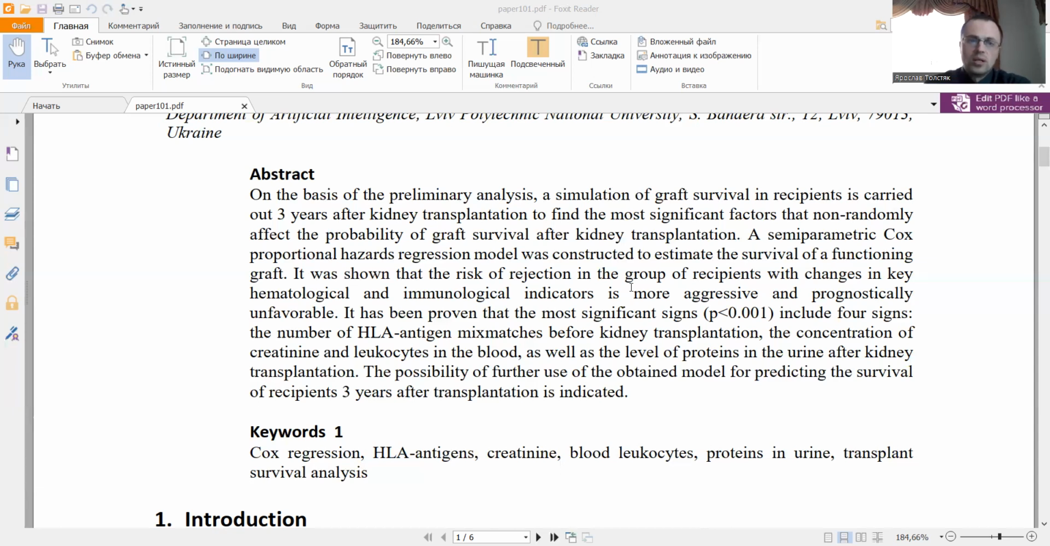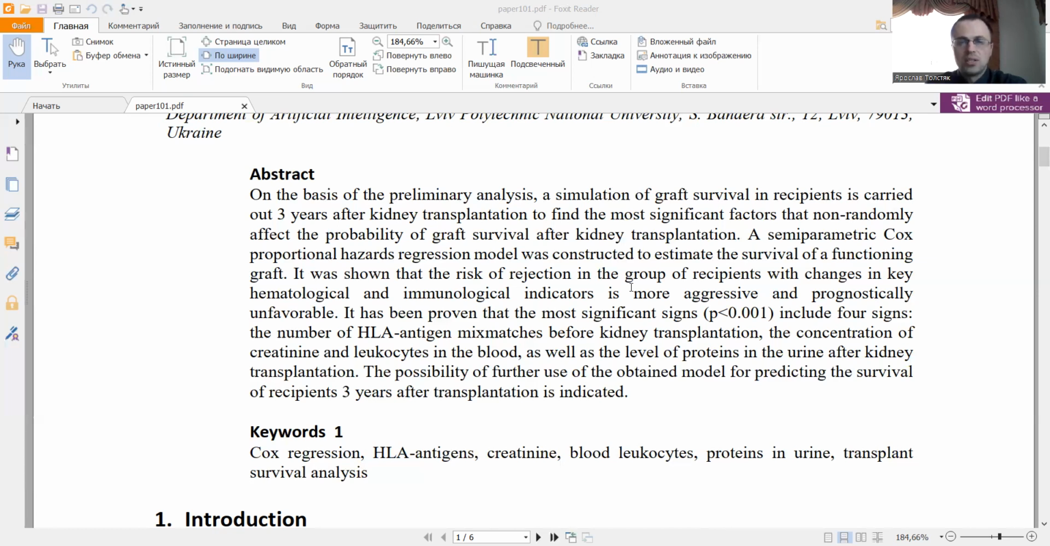It was shown that the risk of rejection in the group of recipients with changes in hematology and immunology indicators is prognostically unfavorable. It has been proven that the most significant factors include 4 signs: the number of antigen mismatches before kidney transplantation, the concentration of creatinine, the leukocytes in the blood, as well as the proteins in the urine after kidney transplantation.